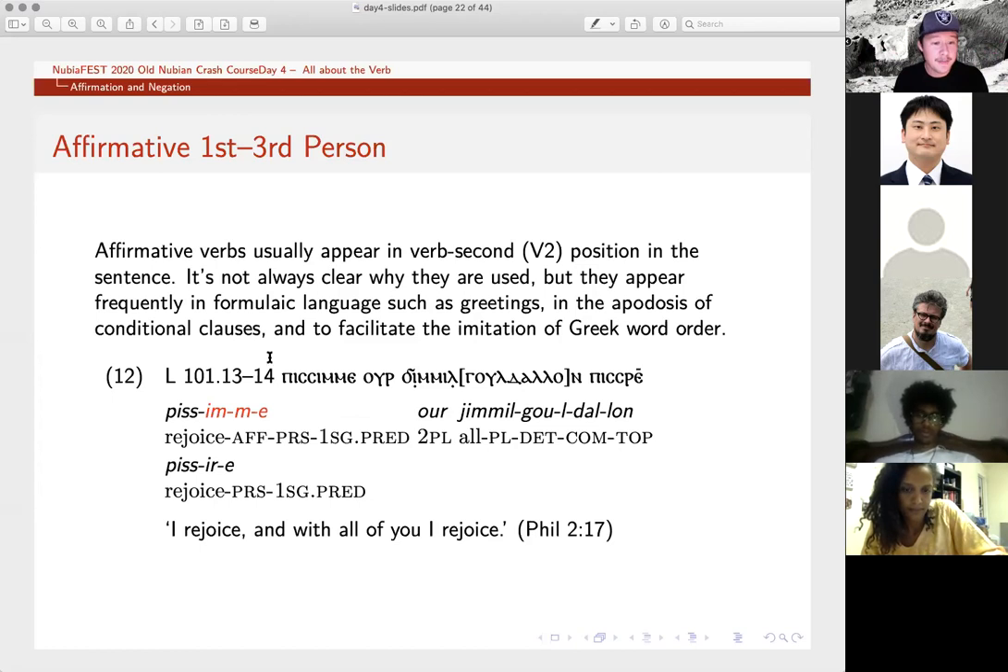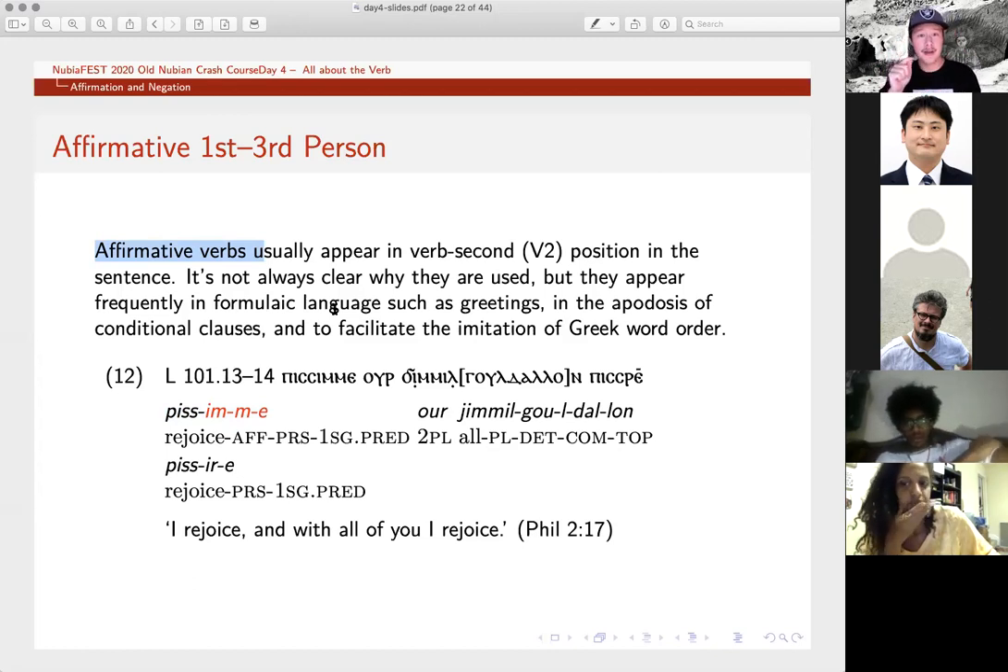So here we have a standard affirmative verb form. I rejoice, and with all of you, I rejoice. Clearly he's rejoicing a lot. And what is really nice about these verb forms that have this affirmative suffix is that they appear in verb second position. Now, verb second position is basically the first position after your topic. So if you don't have a topic, then it is at the beginning of the clause.